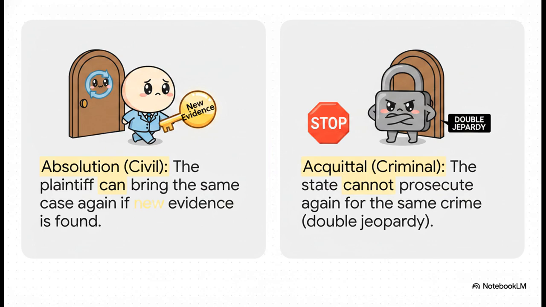A criminal acquittal is final, thanks to the rule against double jeopardy. But with absolution, the plaintiff can actually come back and sue again later if they find better evidence. It's like getting a second bite at the apple.